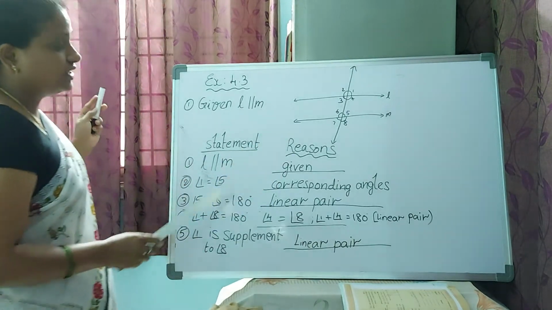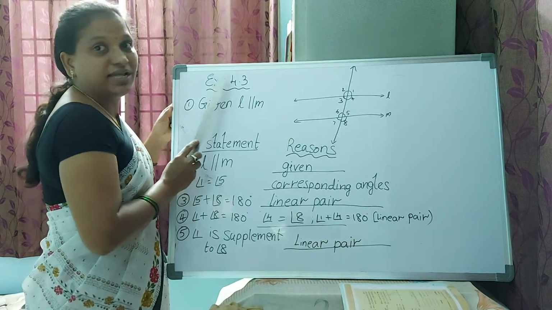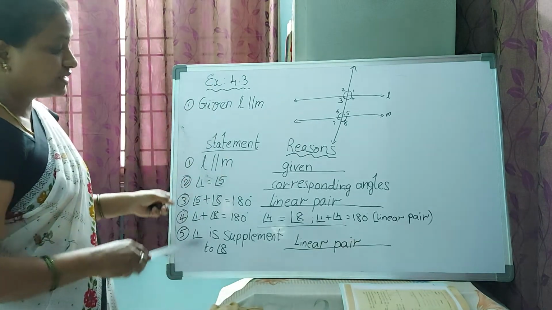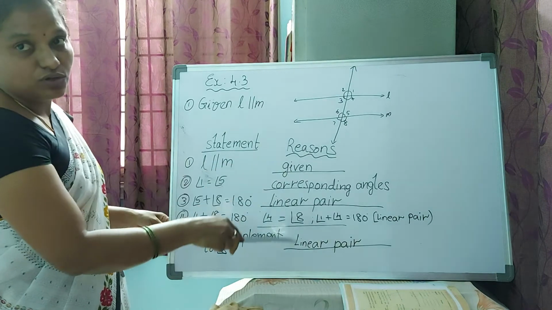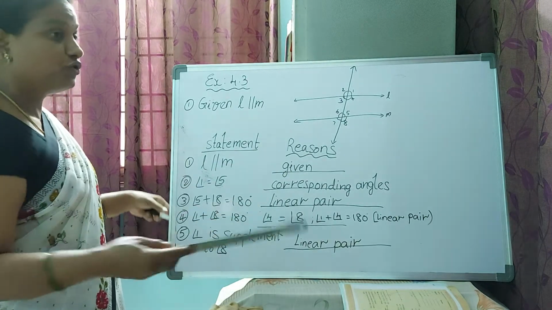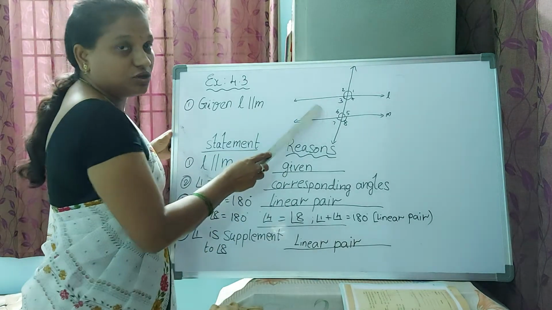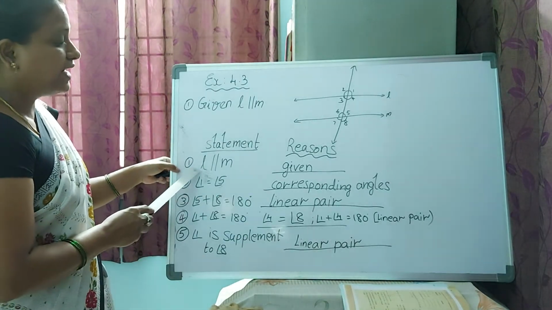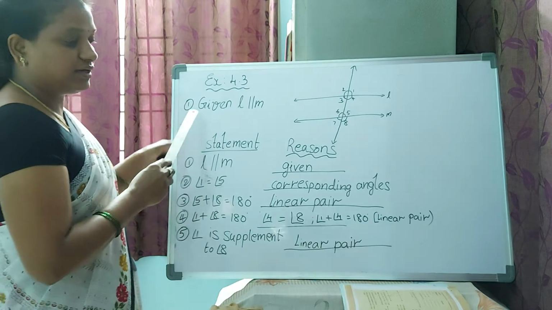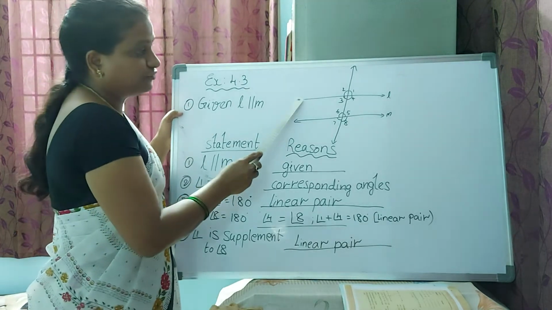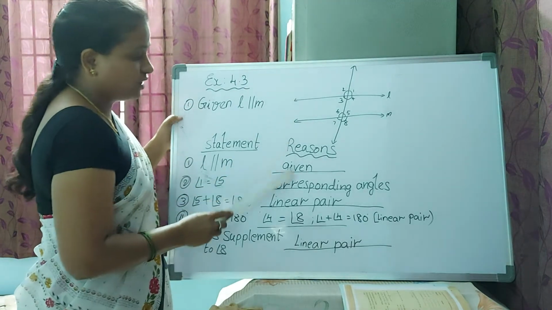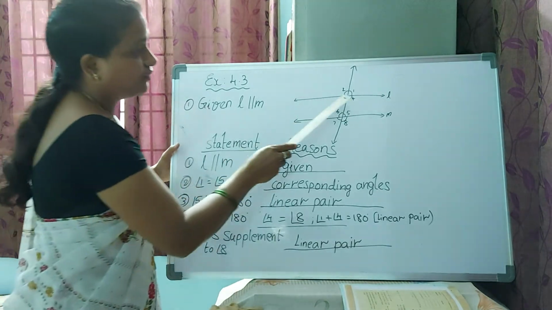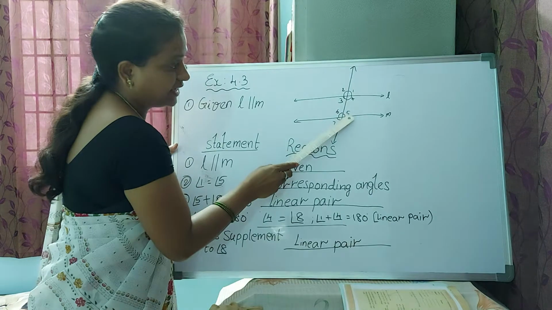Now today, in the first problem in exercise 4.3, he has given some statements and asked you the reasons. If you understand that previous video, you can write these reasons easily. See the first one, L is parallel to M. In the question itself he has given L is parallel to M, so the reason is given. Next, the second one: angle 1 is equal to angle 5.